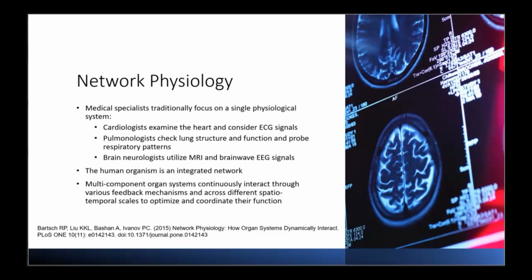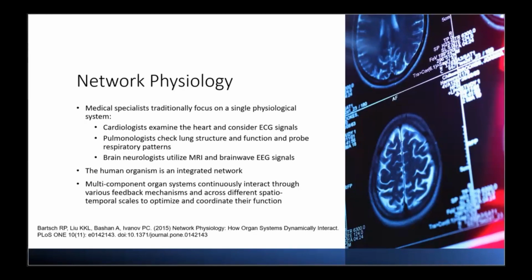Medical specialists focus on a single physiological system. Cardiologists examine the heart. They look at ECG signals, right? Pulmonologists look at lung structure and function, probing the respiratory patterns. You have neurologists who utilize MRIs and brainwave EEG signals, right? And the human organism is actually an integrated network where these multi-component organ systems are interacting through various mechanisms across different spatiotemporal scales to optimize and coordinate their function. So the concept is, again, the specialist has this limitation because they're looking at one part of this integrated whole.